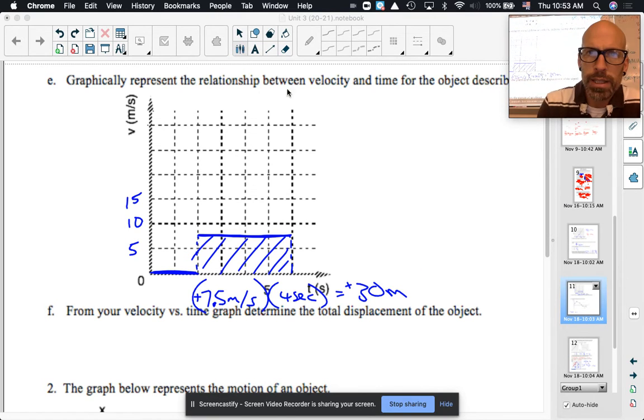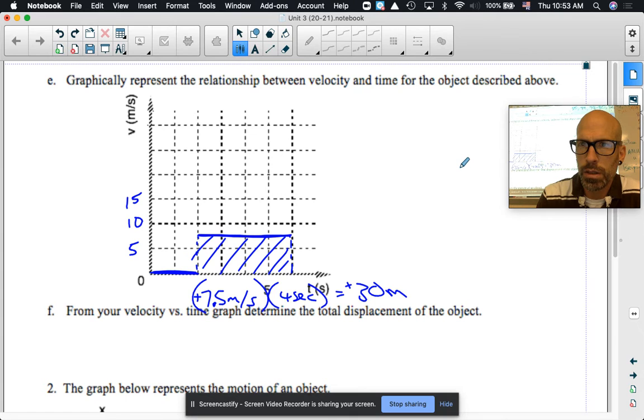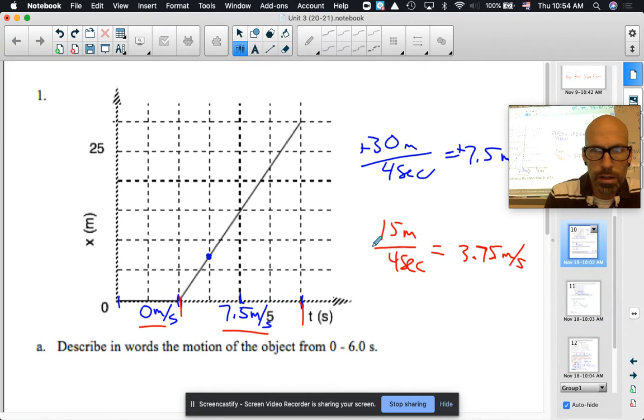It says graphically represent the relationship between velocity and time for the object described above. So we just had to make the VT graph. The first part was horizontal at 0. The second part was horizontal at 7.5. And the size of that rectangle is 7.5 meters per second tall times 4 seconds wide. That is a 30-meter displacement. That's question F, the displacement, 30 meters, which is exactly what we said up here.